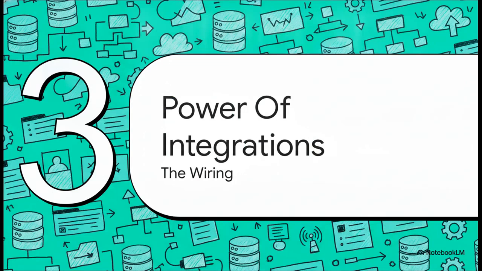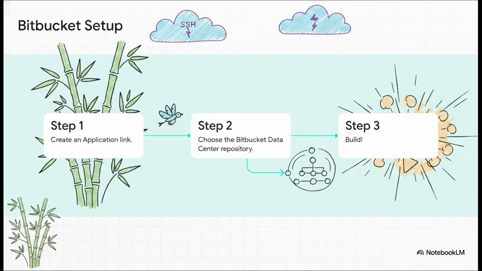Which brings us to Section 3, the power of integrations, or what I like to call the wiring. Bamboo is famous for its really deep ties into the Atlassian ecosystem, and connecting it to Bitbucket Data Center literally takes 3 simple steps. You create an application link, you choose your Bitbucket Data Center repository right within your Bamboo plan, and boom, you're ready to build. Actually, just a quick note from the documentation here, you do need to ensure SSH access is enabled on Bitbucket for these integration features to work smoothly.